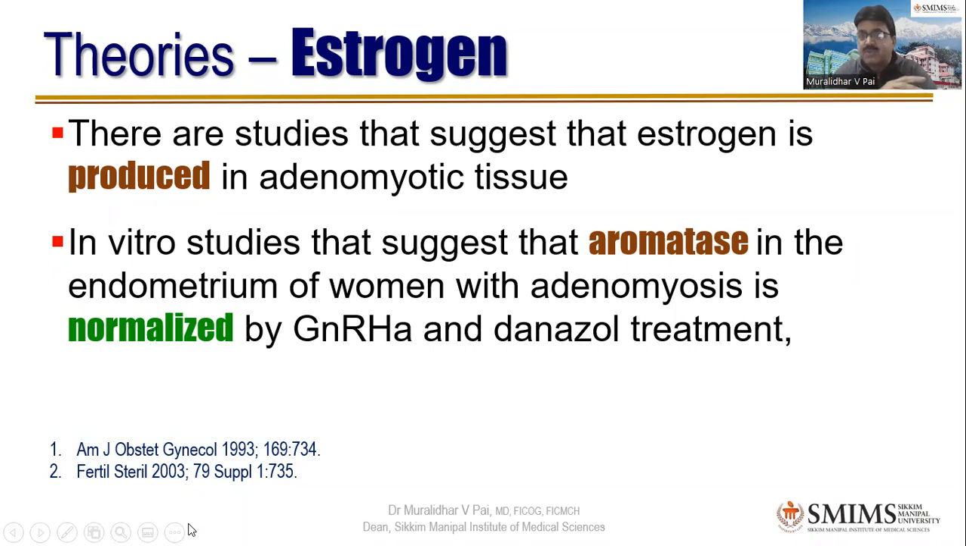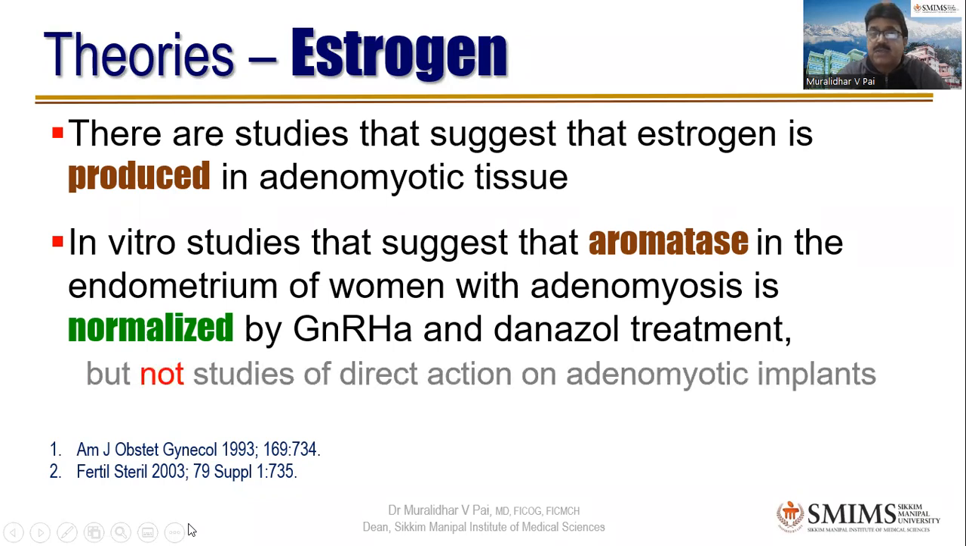So aromatase enzymes matter a lot. Aromatization is a process wherein androgens are converted into estrogens. That is there in the myometrium of patients with adenomyosis. So both estrogen is there and aromatase enzymes are there, but there are no studies of direct action on adenomyotic implants. So this is to be proved directly on the adenomyotic implants.